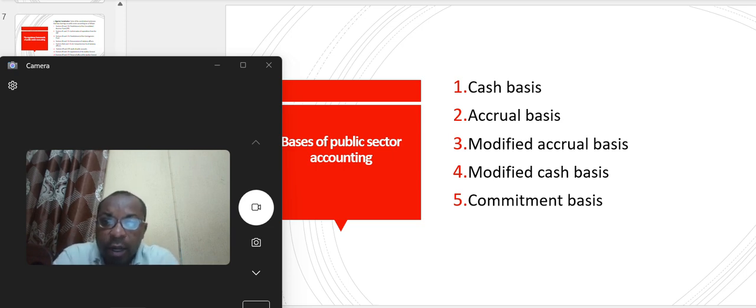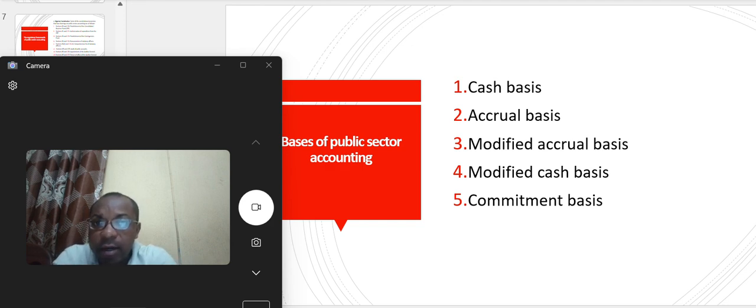Welcome to another interesting session on public sector accounting and finance. Today we want to look into the various bases of public sector accounting. Basis of public sector accounting.